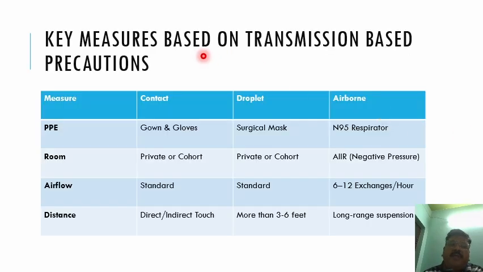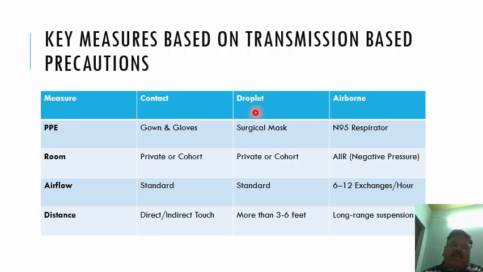So what are the key measures based on transmission-based precautions? Contact precautions: personal protective equipment required is gown and gloves. The room can be a private room or a cohort, where patients with similar complaints are grouped together or kept in one room. Airflow is standard, and the distance is direct or indirect touch.